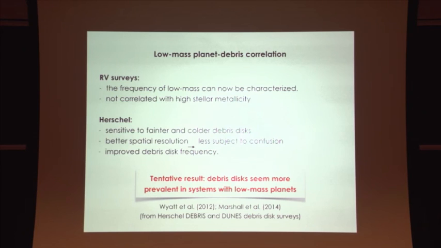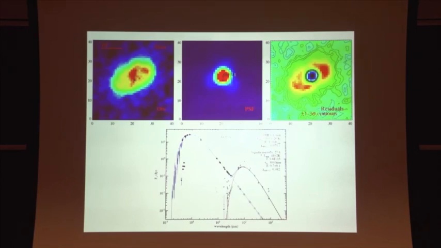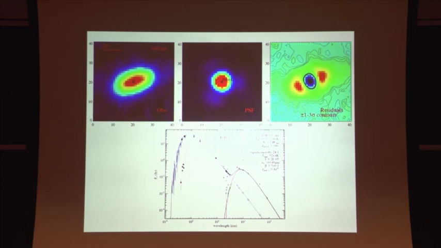The temperature of the disk is found from the spectral energy distribution. I can show you, for example, here. The Herschel observations are these ones here, starting at 70, 100, 250, 300 microns. This is thermal emission from the disk.